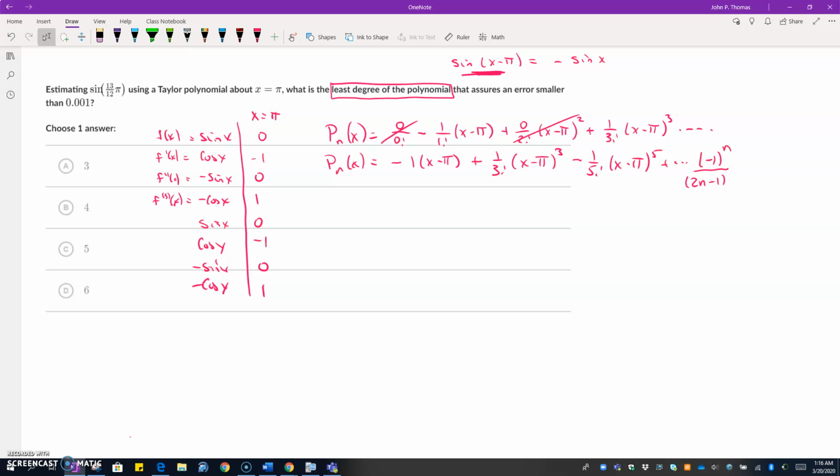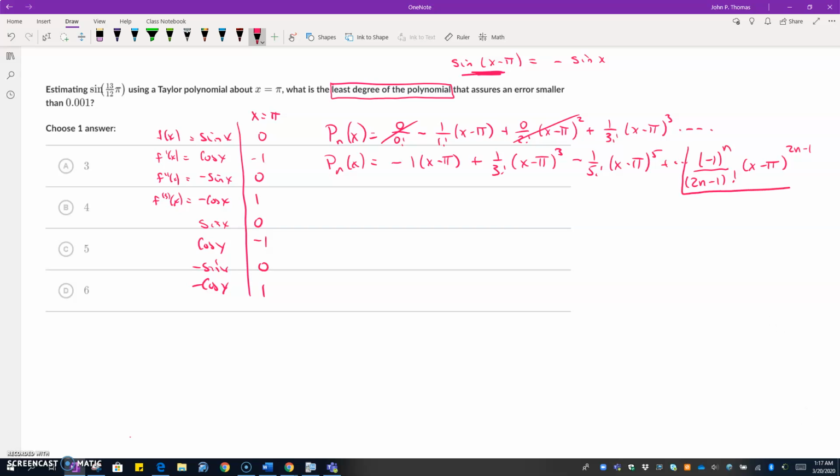When I plug 2 in, I get 3, and that's for our second place in line. There's a 3 factorial at the bottom. Now I'm going to multiply that by x minus pi to the 2n minus 1 as well, because that's going to match up. So when I'm on the first term, I have an exponent of 1. When I'm on the second term, I have an exponent of 3, and so on all the way down.